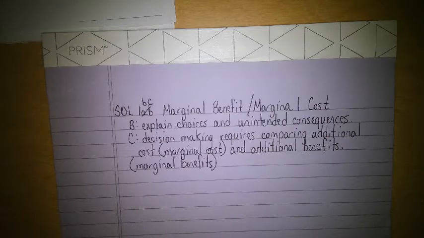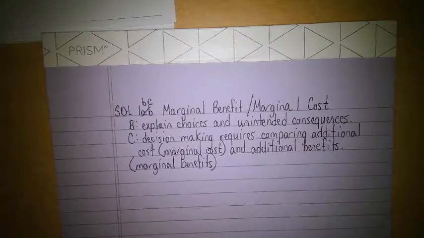And once we get through this little section, that'll put us halfway through the first SOL that we're dealing with, okay? So let's start with SOL 1B, for example. SOL 1B states that we have to explain choices and how they have unintended consequences.